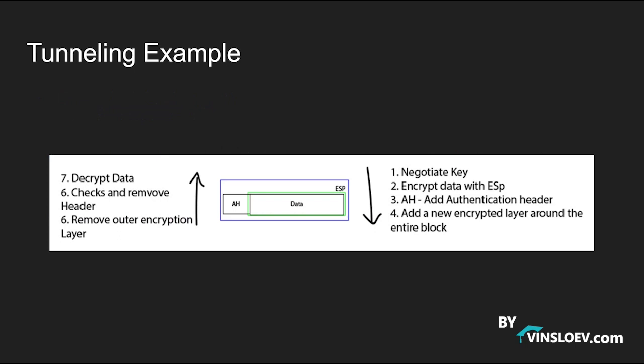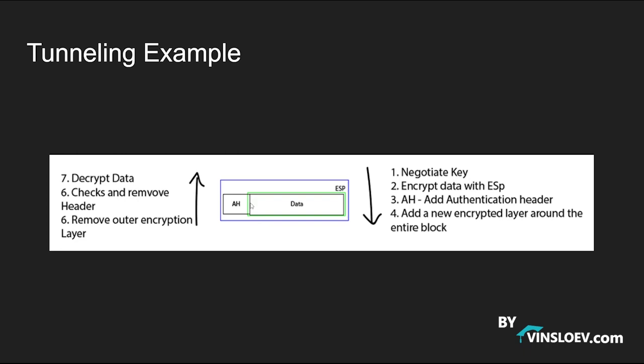So let's see how this works. The first thing that we have is part 1. We need to negotiate a shared secret or key before we can start doing this, such that we have an understanding of what is used to encrypt and what is needed to decrypt. Once that is in place, we can encrypt the data with ESP.